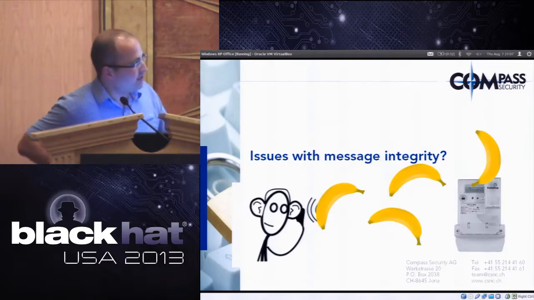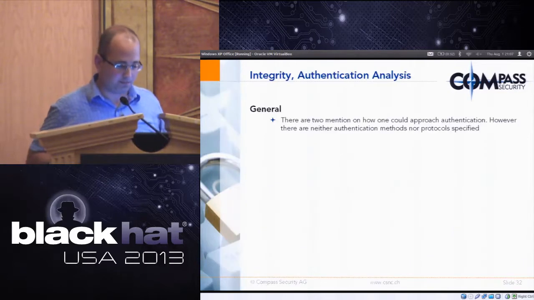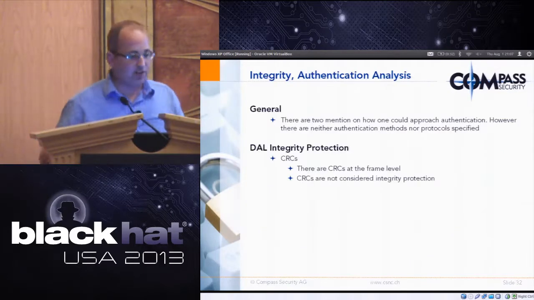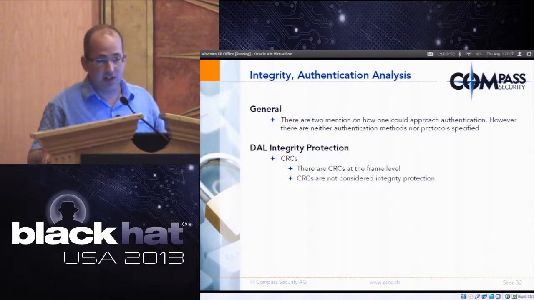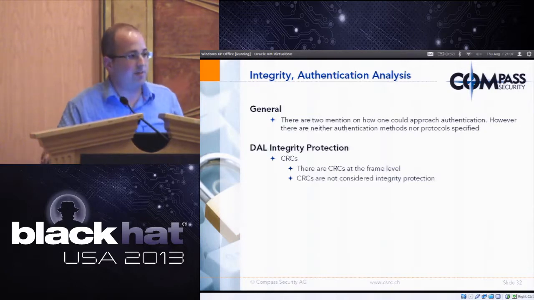So, do we have some issues with message integrity, because we saw confidentiality is totally broken? There are two mentioned actually on authentication within that standard, but it doesn't really propose a good way to do authentication, because the one thing that is proposed is totally broken, so nobody's actually using it. However, at the application layer, we do have CRCs, but that's it. There are no MACs, message authentication codes. A CRC could be manipulated easily.